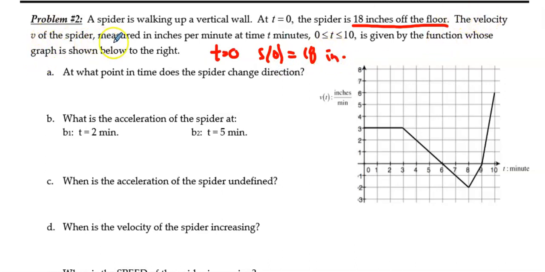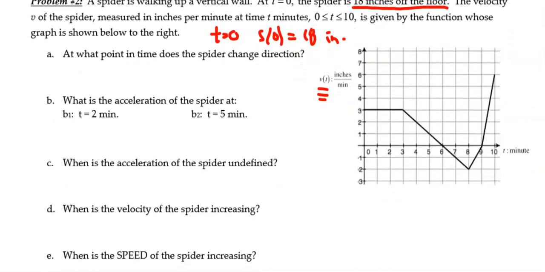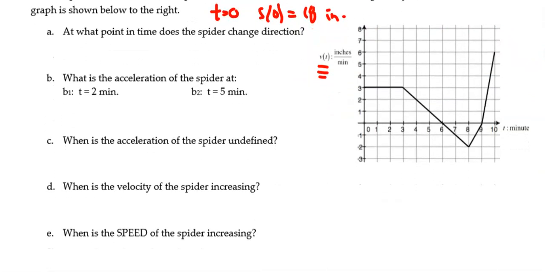The velocity v of the spider, measured in inches per minute at time t, is given by the function graph shown to the right. So this is a velocity function. Now, some of these questions are going to be a review from particle motion, which is actually good that we have that. So part A says, at what point in time does the spider change direction? So this is just a good little blast from the past.